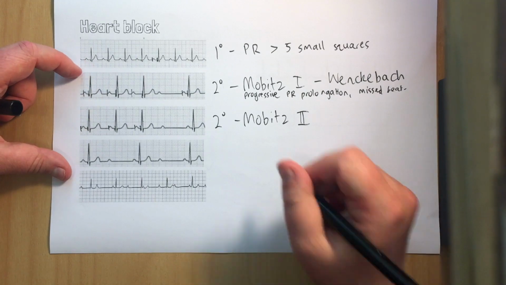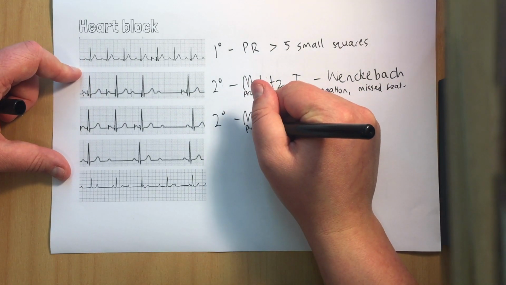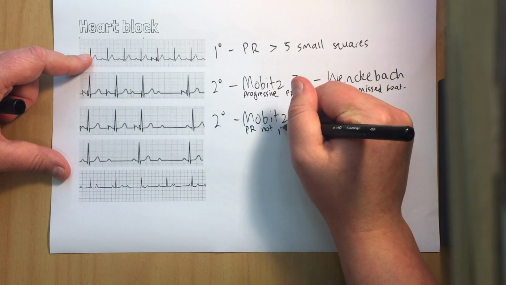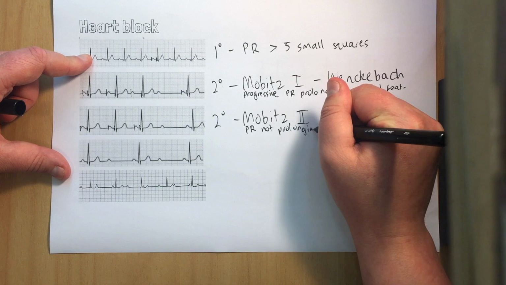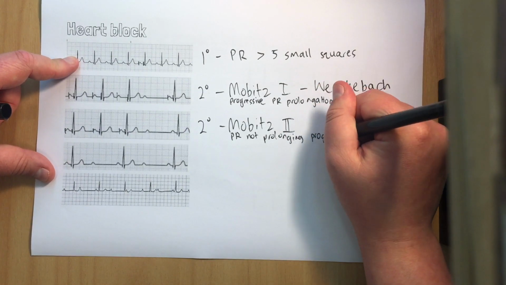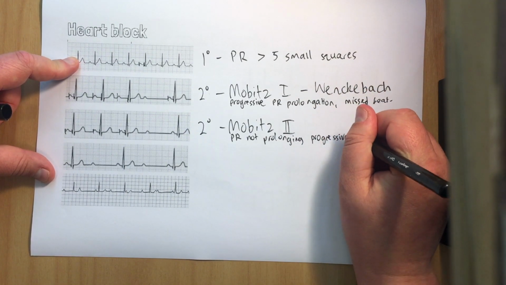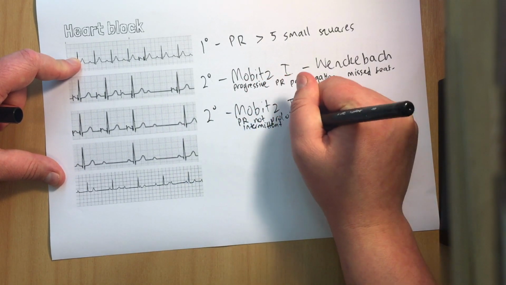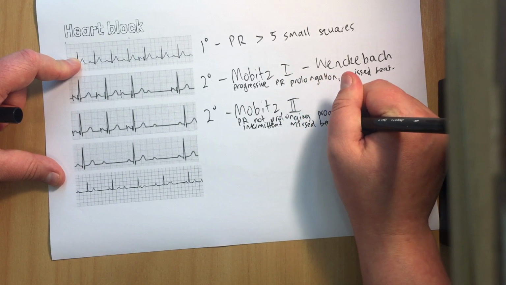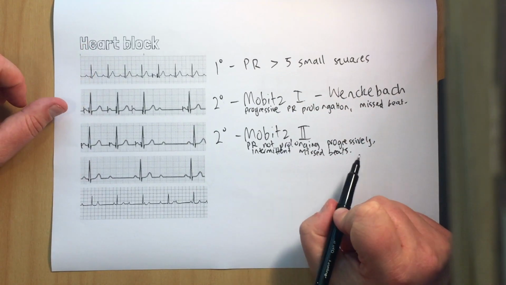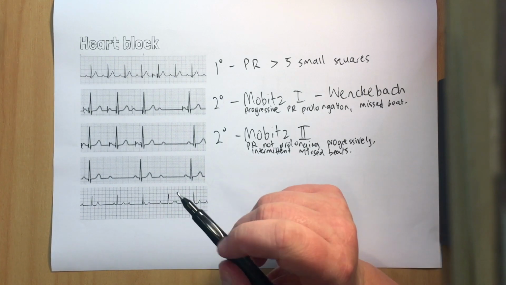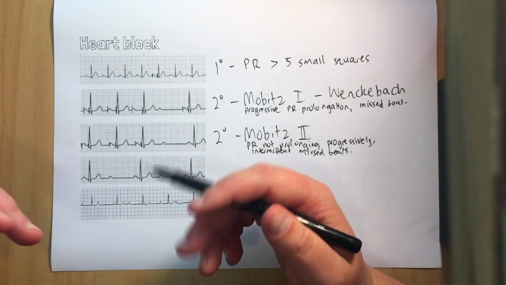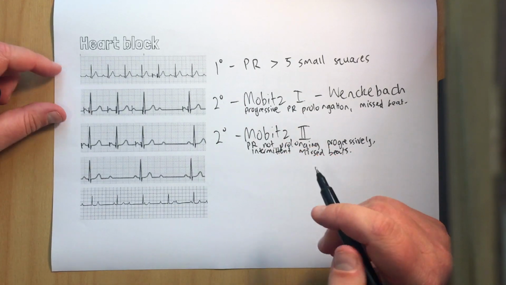is a heart block where you get PR not prolonging progressively but you get intermittent missed beats. And so this, unlike Wenckebach, is not a benign phenomenon because it can herald or signal that a complete heart block is coming and that someone might need a pacemaker.